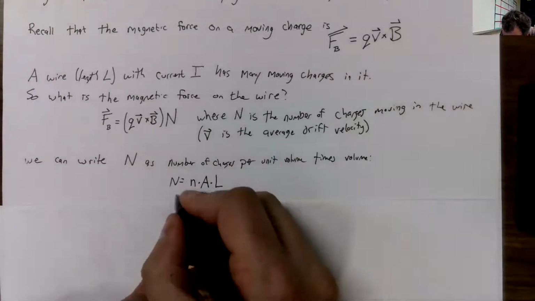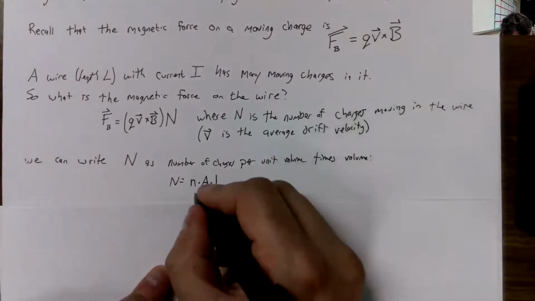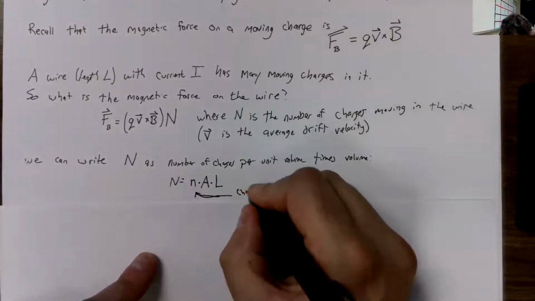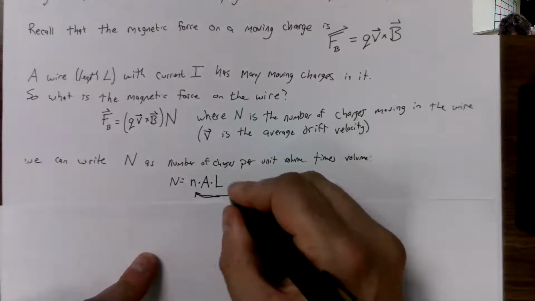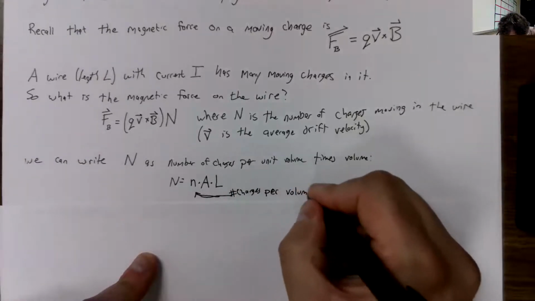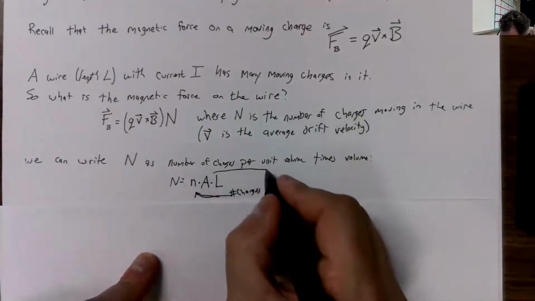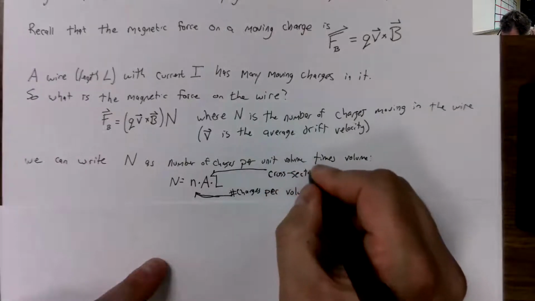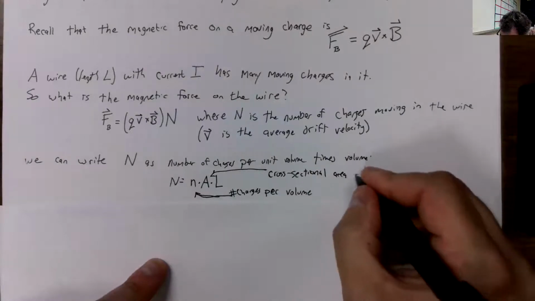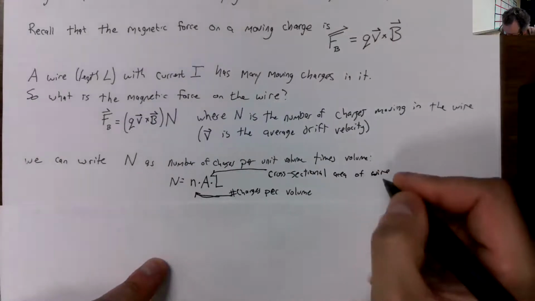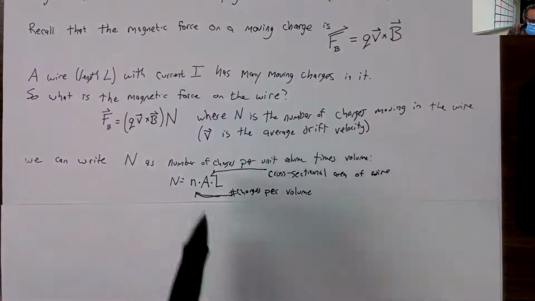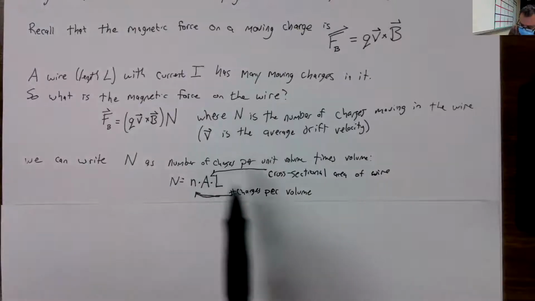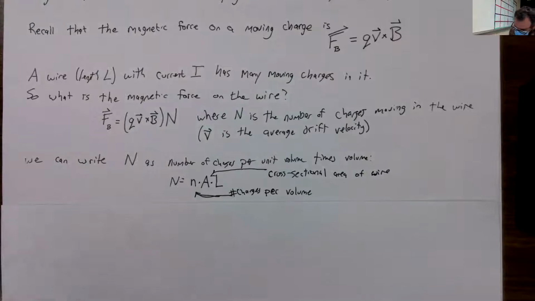All right, so this n is the number of charges per volume. The L we've already identified at the beginning, and A is the cross-sectional area of the wire. So the number of charges flowing through the wire is just the number per unit volume times the volume of the wire, which is area times length. Okay, so far.